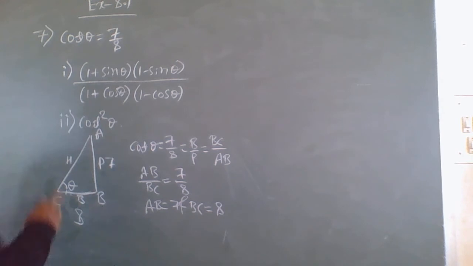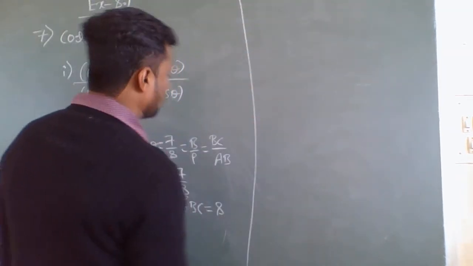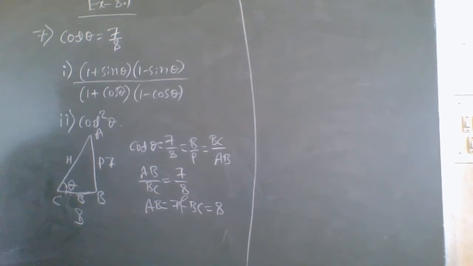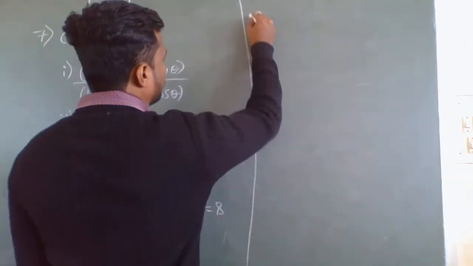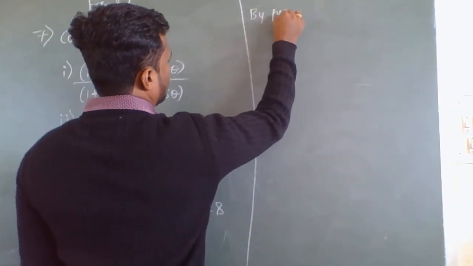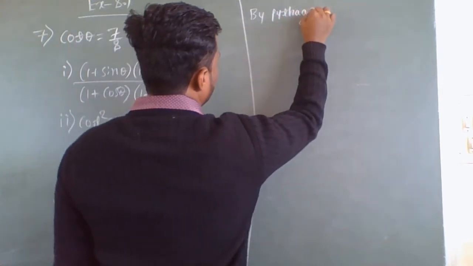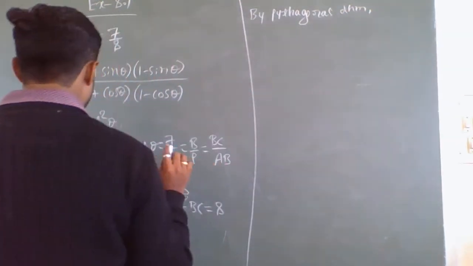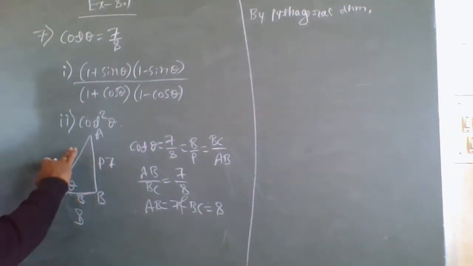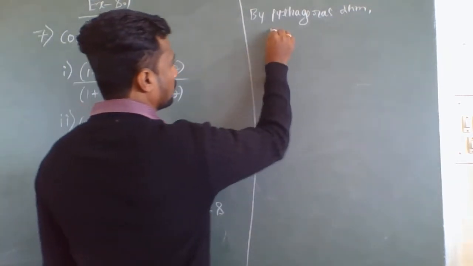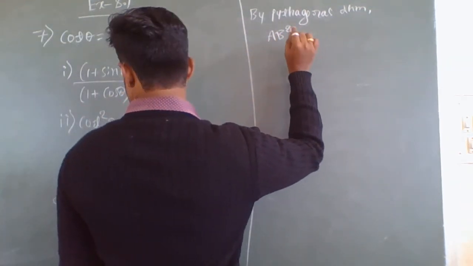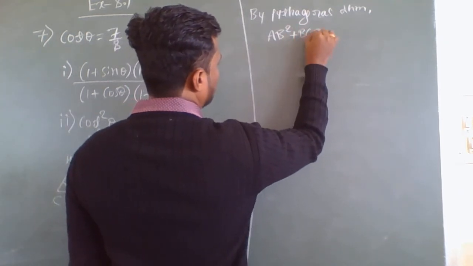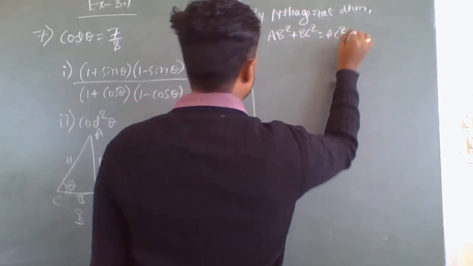Now we have to calculate the length of this hypotenuse, because we need it to calculate sin theta and cos theta values. So how to get the length of the hypotenuse? By using the Pythagoras theorem. What can we write here? AB square plus BC square is equal to AC square.